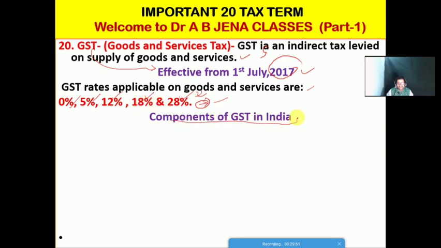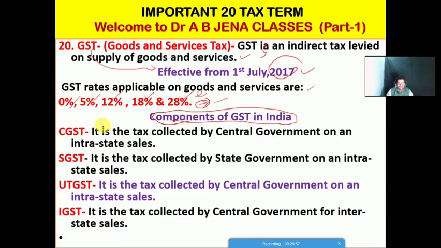What are the components of GST in India? These are the CGST, which stands for Central Goods and Services Tax. It is the tax collected by the central government on intrastate sales. SGST, State Goods and Services Tax, is the tax collected by the state government on intrastate sales.